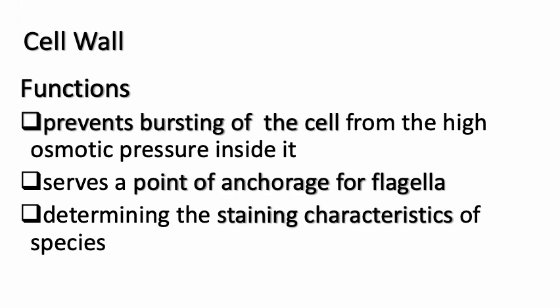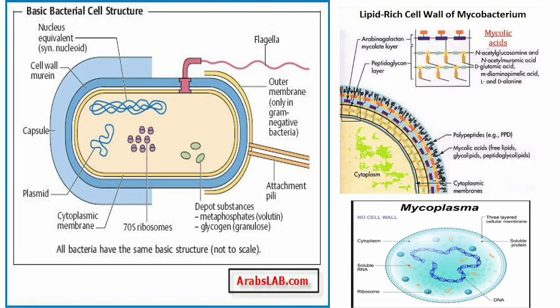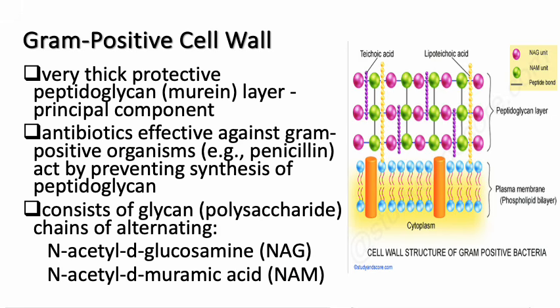Now, the cell wall of bacteria prevents the lysis of the cell due to osmotic pressure. It is also where the flagella, a structure used for locomotion or movement, is anchored. Also, the cell wall determines, as previously mentioned, the staining characteristic of bacteria. Now let's discuss the two variations of the cell wall, the gram-positive and gram-negative cell wall.